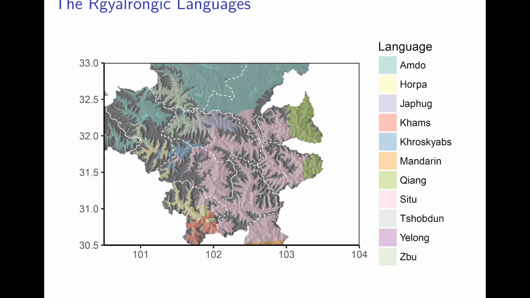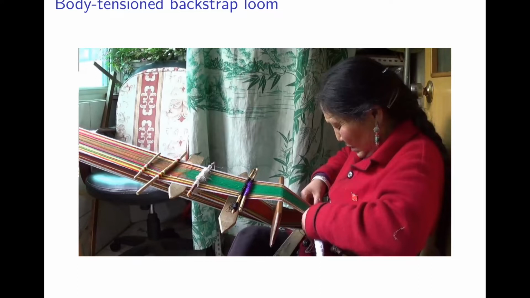Now, in a recording I sent you, this is Tsinzen, my main language teacher, explaining how she makes looms. She makes colored belts, called huatai in Chinese, and she demonstrates how to make them using this loom. It's a type of loom that's called a body tension backstrap loom.